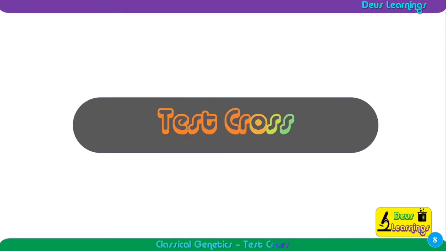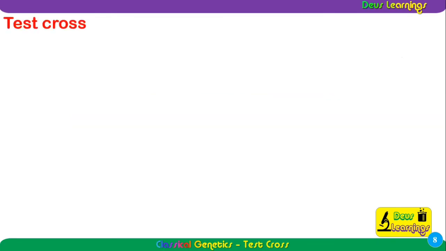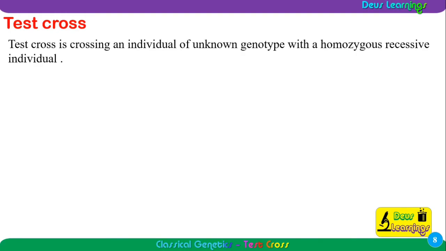So in test cross, the word itself says it is a test of something, right? The condition is that in a test cross you have an individual with unknown genotype, and how can we find its genotype? We want to find the genotype of this unknown individual, so we cross it with a homozygous recessive individual. And if we do that, what will happen? Do you remember? Let's check it out.